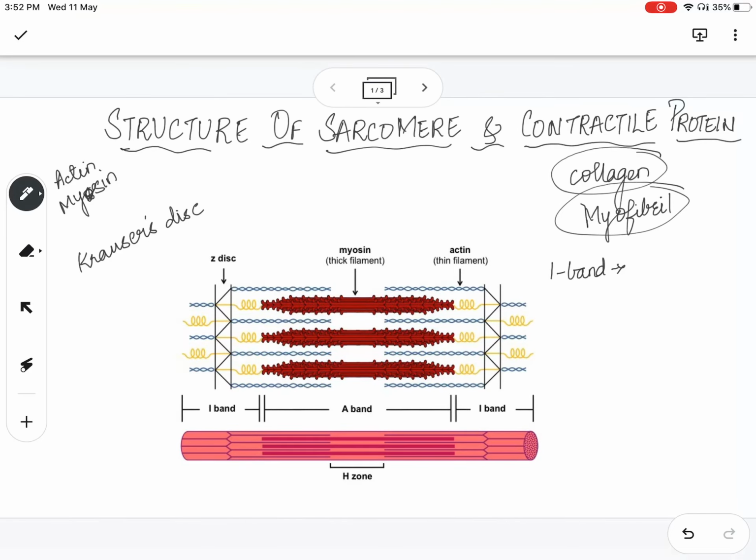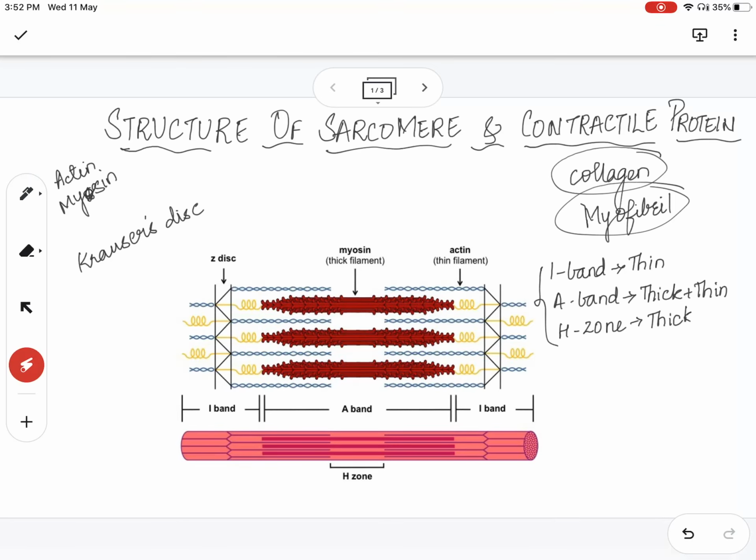If I have to write down everything at once, I band is nothing but what? I band: only thin filament. A band is forming what? Thick plus thin, that is myosin plus actin. Then H zone: only thick. Okay, so these three you have to remember, particularly. Questions on these have definitely come and will come also.